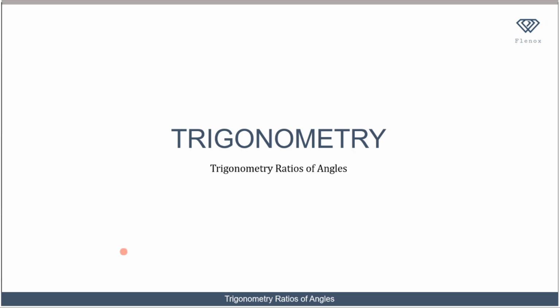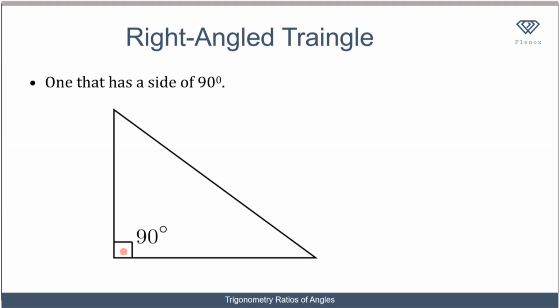Now let's talk about the trigonometry ratios of angles. First, let's take a quick recap on the right angle triangle. If you recall from our discussion on the right angle triangle, it's a triangle that has one angle of 90 degrees. So when you have a triangle and one of the angles measures 90 degrees, then we'll call that triangle a right angle triangle.